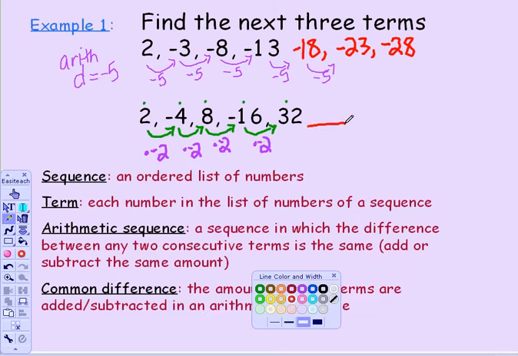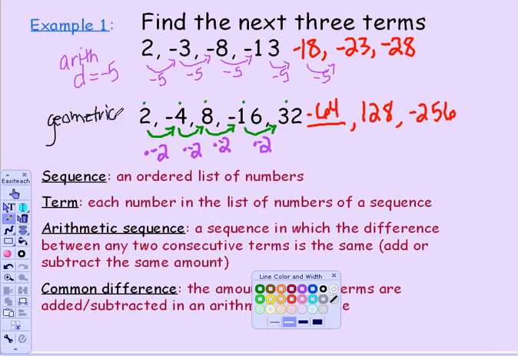32 times negative 2 is negative 64. Negative 64 times negative 2 is positive 128. And 128 times negative 2 is negative 256. This is actually an example of what's called a geometric sequence.